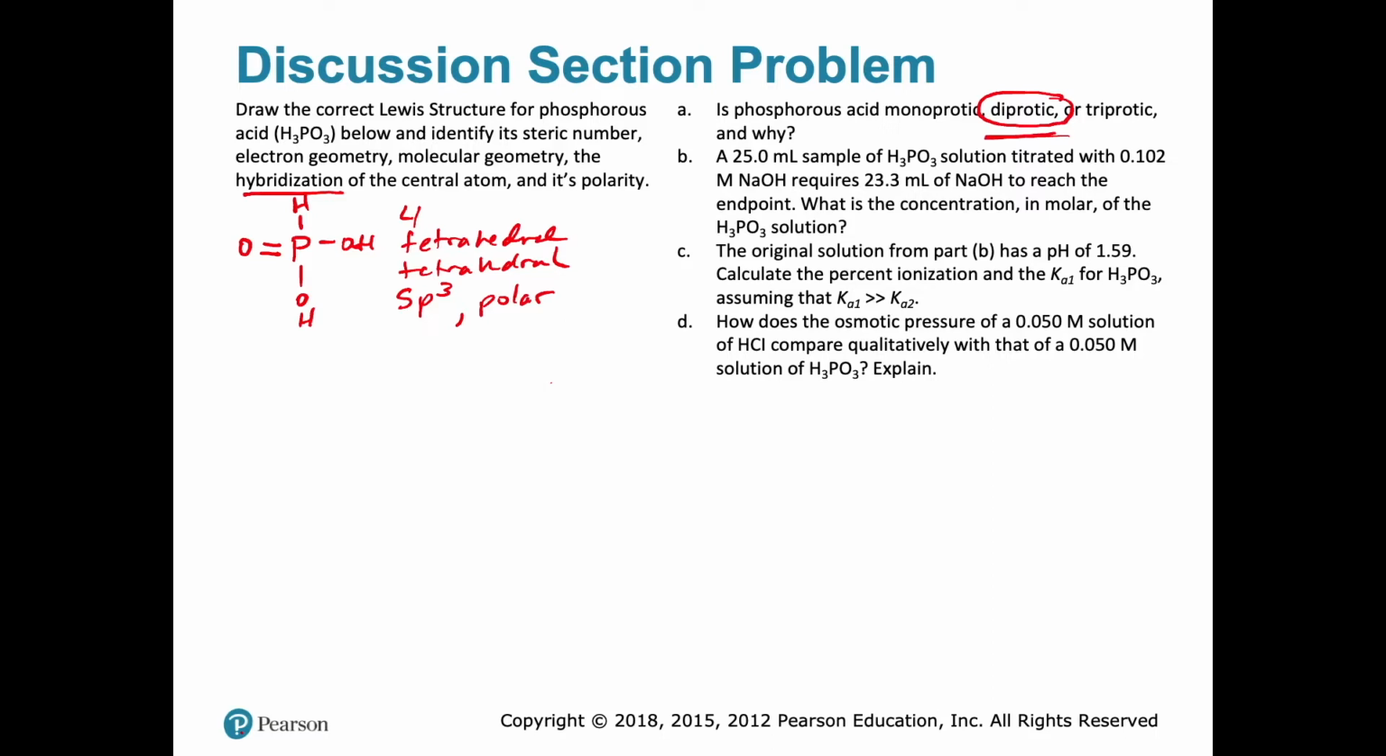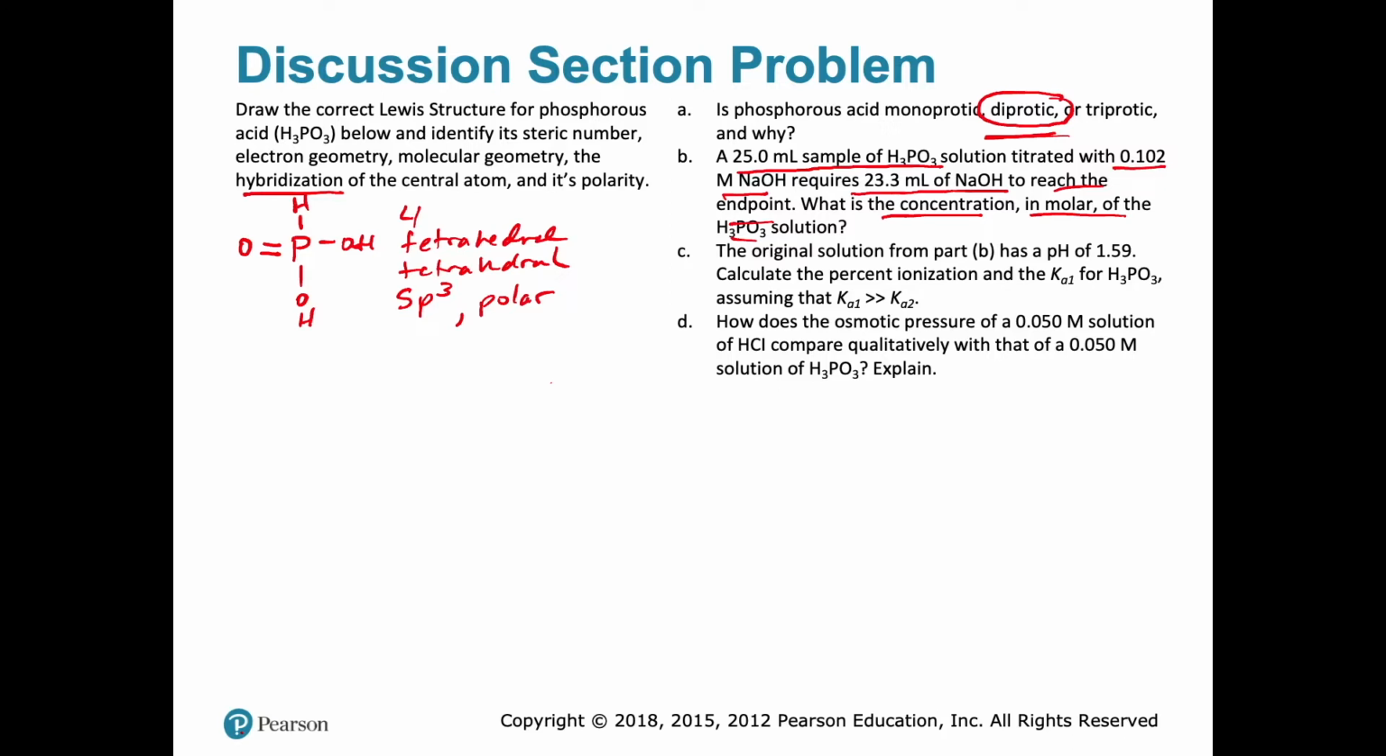right? And then the next question is, if you have a 25 mL sample of phosphorus acid and you titrated it with 0.102 molar sodium hydroxide, and it requires 23.3 mL of it to reach the endpoint, what is the concentration in molar of the phosphorus acid? So you should have done titration calculations back in Gen Chem 1, okay? So this is reaching back to your Gen Chem 1 days.